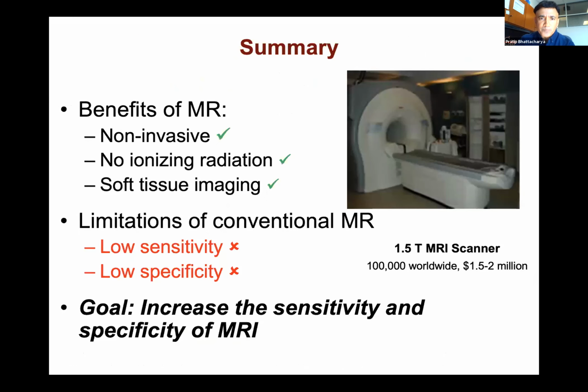Essentially, what my lab wants to do is increase both the sensitivity and specificity of MRI. We do that by a variety of techniques, but one of the things I want to focus on today, given the time limitation, is metabolic imaging using this technique called hyperpolarization. I want to show you one specific example in pancreatic cancer, because it is one of the deadliest asymptomatic cancers known to mankind.